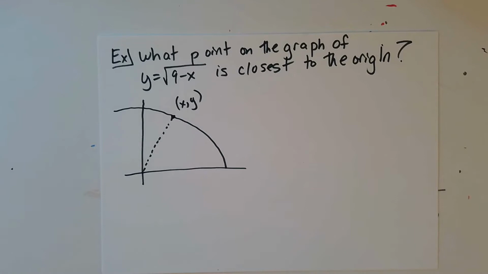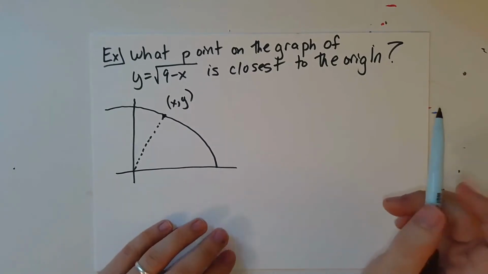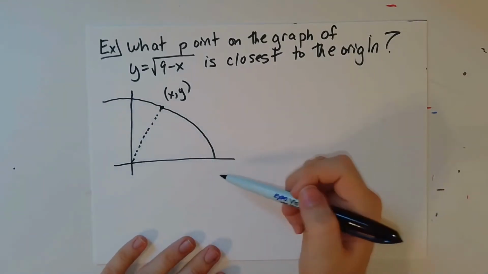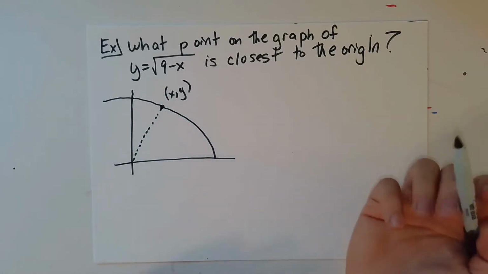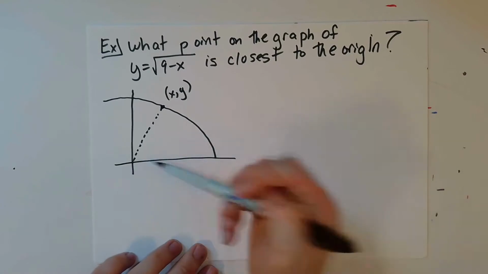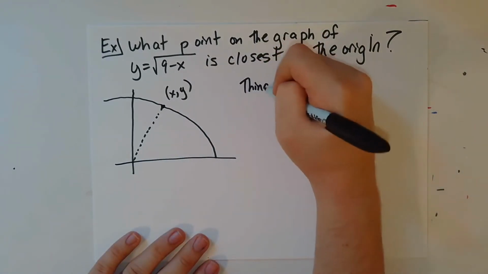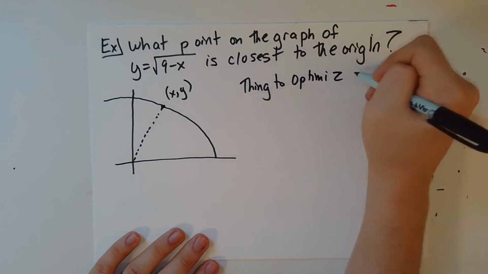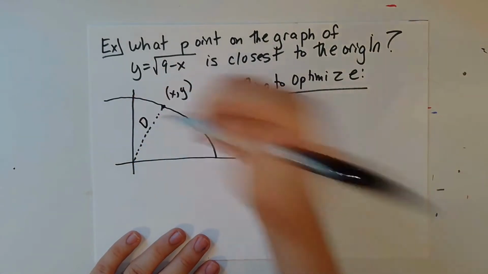But with that being said, let's look at this question. So I have here this function y equals the square root of 9 minus x. The graph, I'm just telling you, looks something like this. And I want to know of all the points on the graph, which of them is closest to the origin, that is closest to the point 0, 0. So my thing to optimize here is distance. And so I'm going to call that capital D.